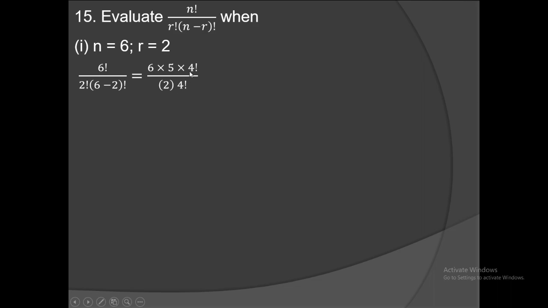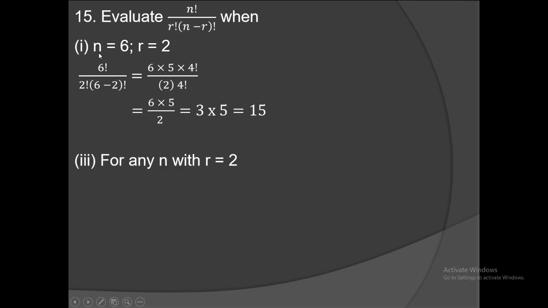So 4 factorial and the 4 factorial is cancelled, and the 2 can also be cancelled. So what we can do, 2 is cancelled with 6, you have got 3, so 3 into 5 is 15. In such a way subdivision 2 can also be done, which is left as a home assignment. You can do it as homework.